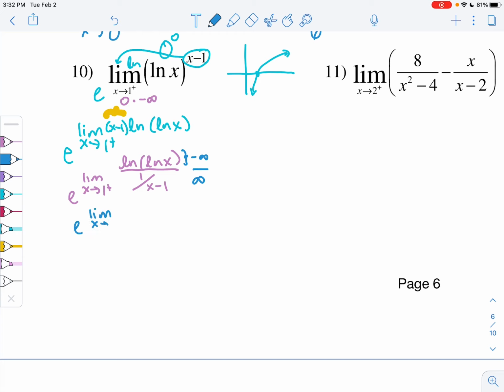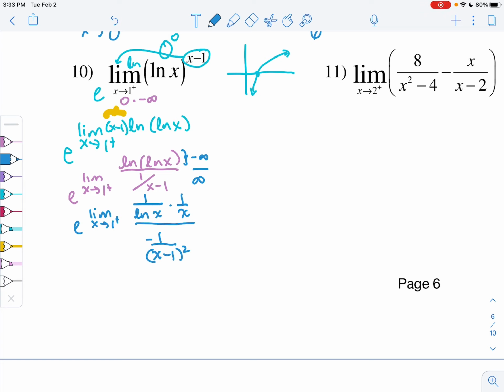So limit as x approaches 1 from the right, take the derivative of the top, which would lead us to 1 over ln of x, that's the outside function, times the derivative of ln of x, which is 1 over x. And then the derivative of 1 over x minus 1 separately would be negative 1 over x minus 1 squared. X minus 1 to the negative 1 power would result in that as the derivative.